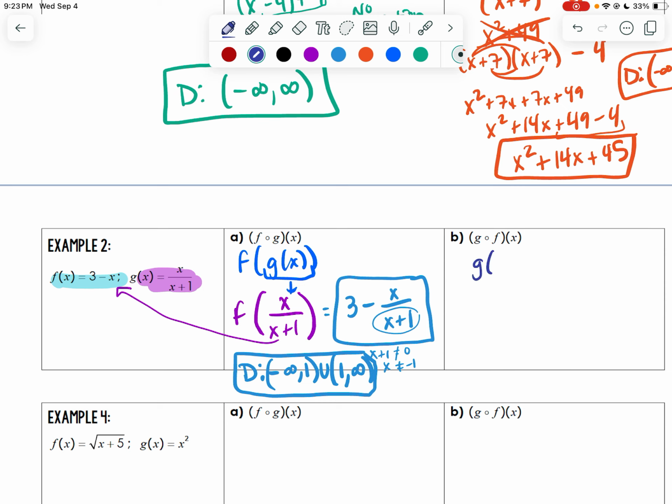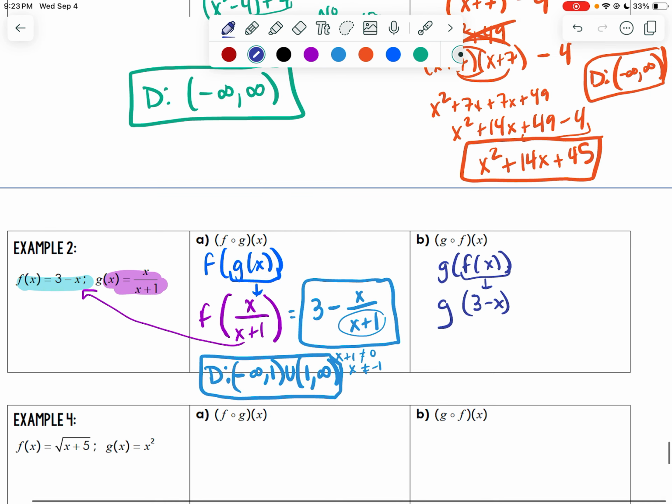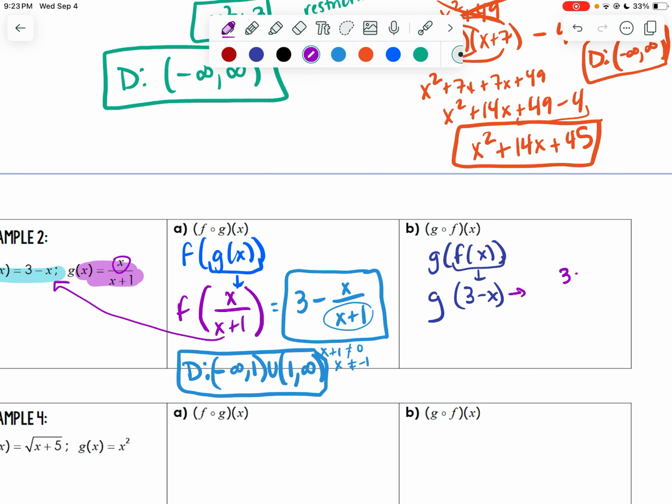All right, so this is g of f of x. So the f function is 3 minus x. So we want g of 3 minus x. Okay, so when we go to rewrite that, I have an x on top, so it's 3 minus x on top. And then it's x, so 3 minus x plus 1 on the bottom, right? Everything I put in parentheses I'm replacing from the x.